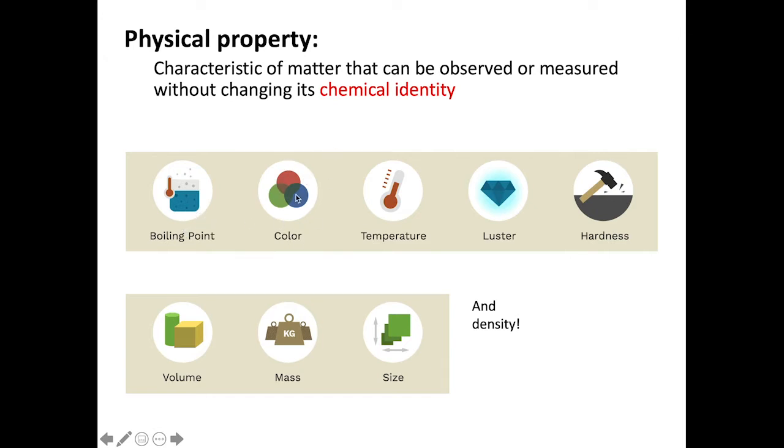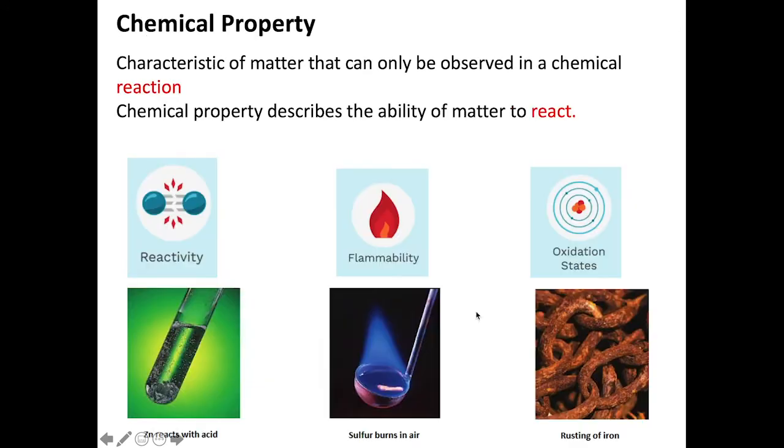I could observe its color. I could observe its resting temperature that makes it what it's at, a solid. Luster: is it shiny? Hardness. For example, steel is quite a bit harder than aluminum. I could look at the volume of the matter I have, the mass, and the size. And the density, which we'll talk about a little bit today, what exactly density is.